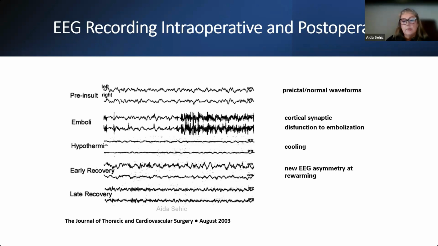New EEG asymmetry was noted during the rewarming phase. Both amplitude and median frequency in the right hemisphere waveforms were decreased. This was associated with oxygen imbalance in the right hemisphere that I will show in the next slide. The following day, restoration of symmetric high-frequency EEG activity occurred.